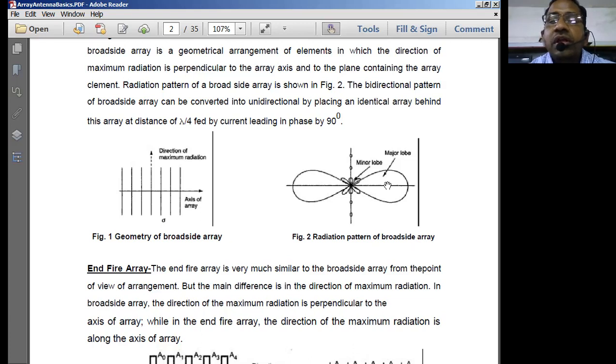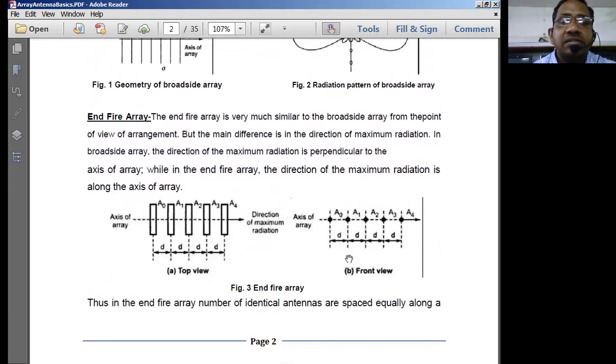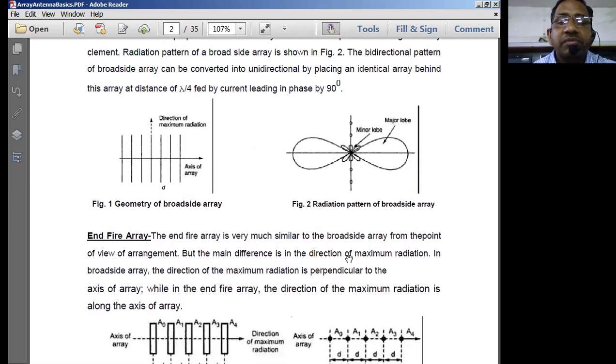Let us suppose I want only this radiation pattern. Then I simply put the antennas in the opposite phase to this, with a phase difference of 90 degrees with respect to this. Thereby, these two get cancelled out, and we get the radiation pattern only in a particular direction. So this is what the broadside array type of antennas is.